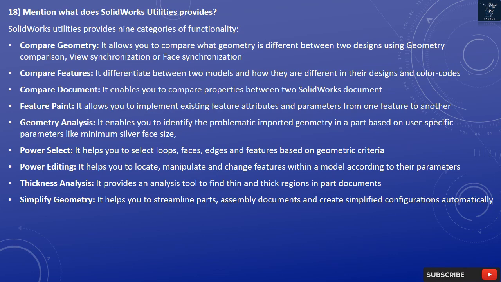Geometry analysis. It enables you to identify the problematic imported geometry in a part based on user-specific parameters like minimum sliver face size. Power select. It helps you to select loops, faces, edges and features based on geometric criteria. Power editing. It helps you to locate, manipulate, and change features within a model according to their parameters. Thickness analysis. It provides an analysis tool to find thin and thick regions in part documents. Simplify geometry. It helps you to streamline parts, assembly documents, and create simplified configurations automatically.